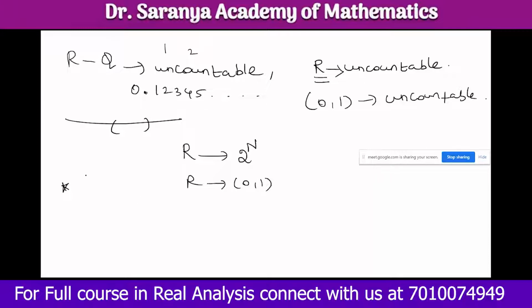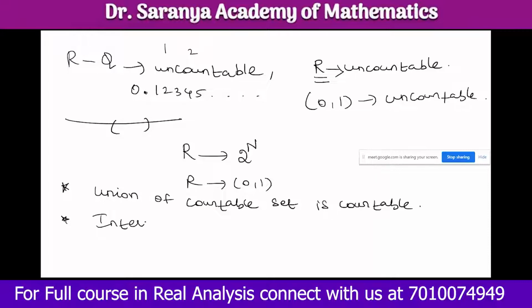Now the properties. Union of countable sets is countable. Then the intersection of countable sets is countable. Yes, correct. A countable set is countable.